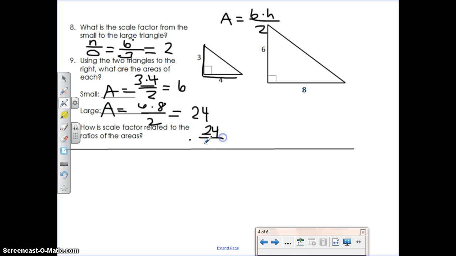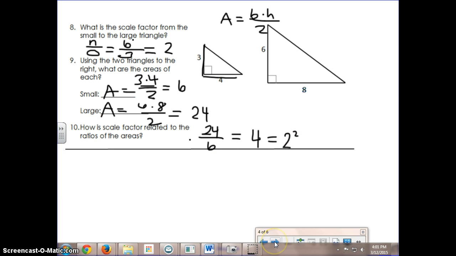24 is to 6. So 24 divided by 6 is 4. Remember, our scale factor was 2, and the cool thing is 2 squared is the same as 4. So it's working out again that our scale factor squared, or our scale factor times itself, is 4 every single time, even with triangles.